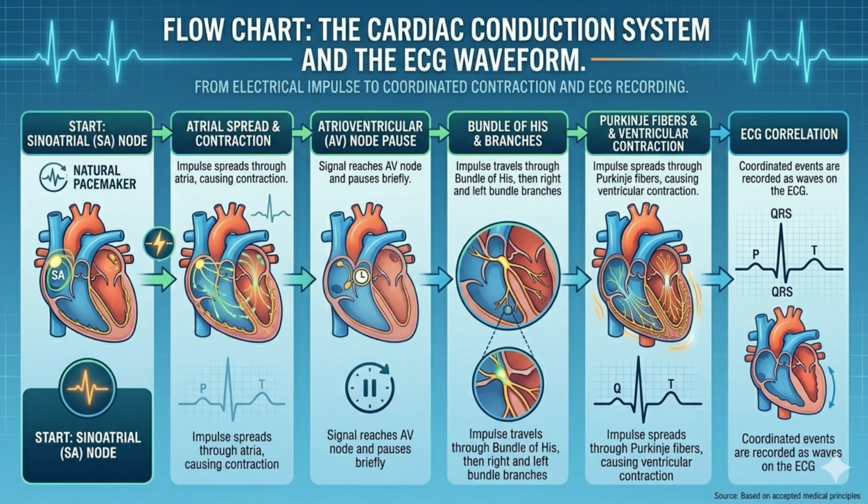After this delay, the impulse travels through the bundle of His, then passes into the right and left bundle branches, and finally spreads through the Purkinje fibers. This organized flow of electrical activity leads to the coordinated contraction of the atria, followed by the ventricles, and these electrical events are recorded as waves on the ECG.